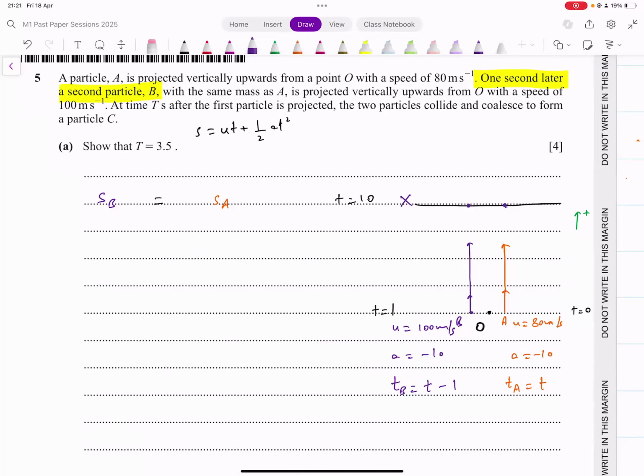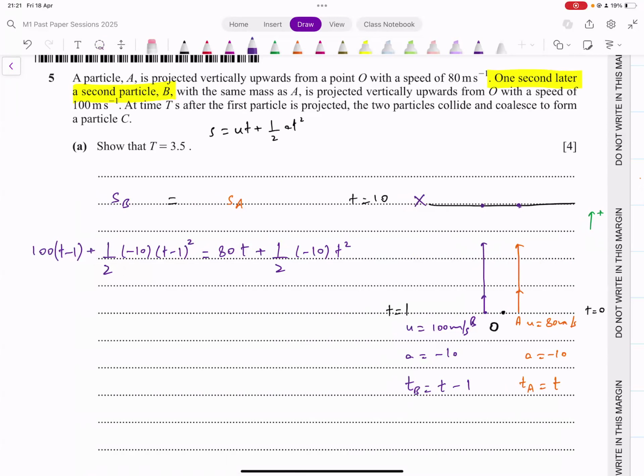For B, we can say it's 100t plus 1/2 into A, which is -10, into t squared. That should equal SA, which is u, which is 80, into t plus 1 over 2 into minus 10. Sorry, for B, the time was t minus 1. I wrote this as t, but this was t minus 1, and here as well, it's supposed to be t minus 1. The time for B was t minus 1. So for A, it's half into minus 10 into t squared. This is what we get.